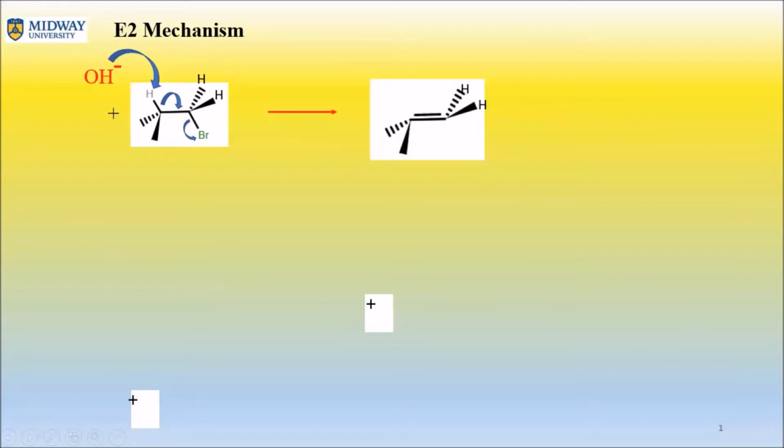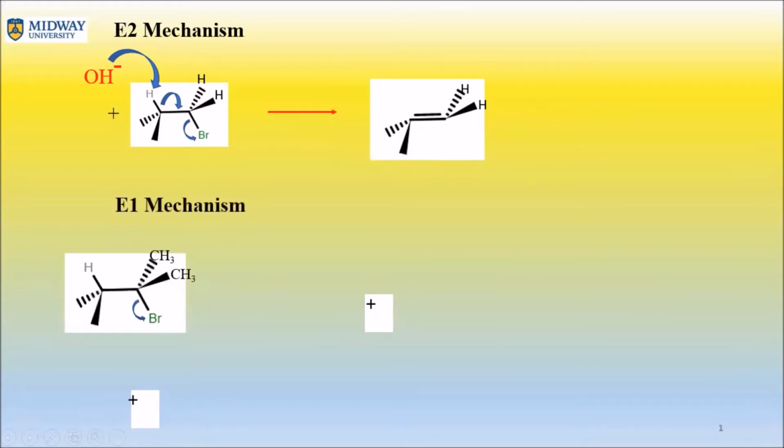You see, this is a simultaneous reaction. The OH minus grabs the hydrogen, and the bond between the hydrogen and the carbon gets shifted between the two carbons as a double bond, and the Br comes out in the process. This is very similar to an SN2, where the nucleophile attacks the carbon and the Br comes out all at the same time. Okay, so this is an E2 mechanism.